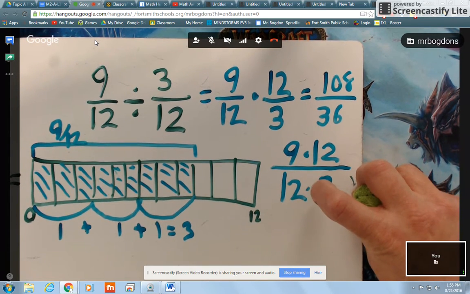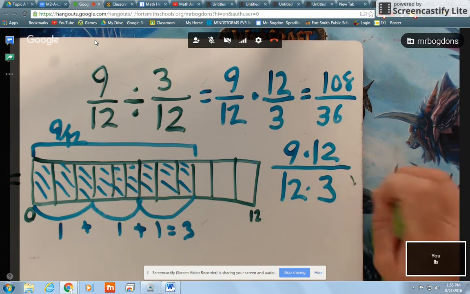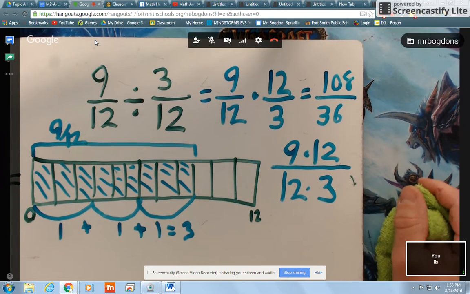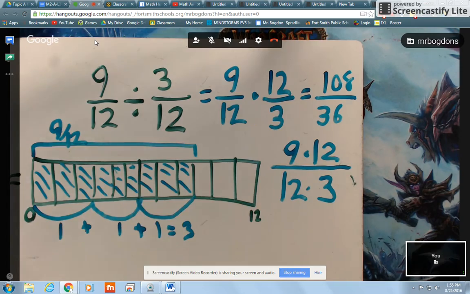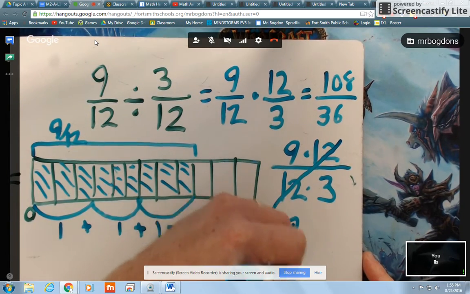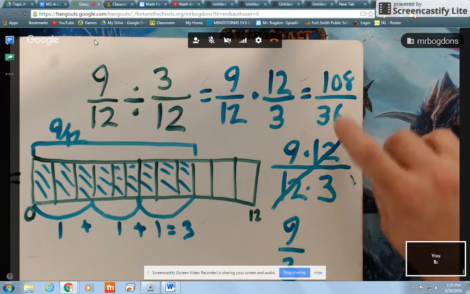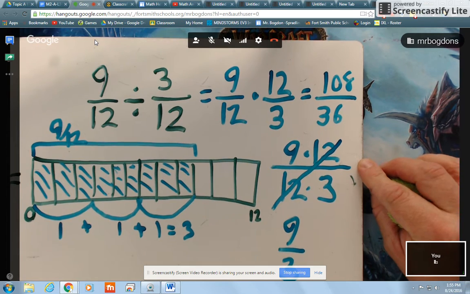Hey, what's 12 divided by 12? 1. Any number divided by itself is always 1. So cross that out. What's left behind? 9/3. That's a lot easier. Instead of doing all this multiplication, I'm going to get rid of it before I have to multiply.